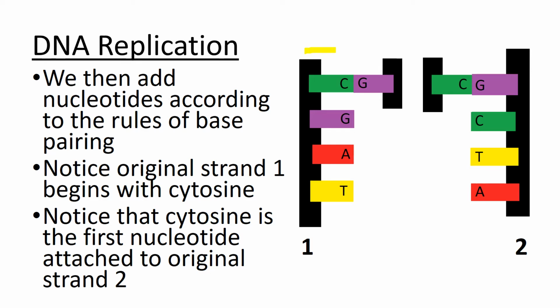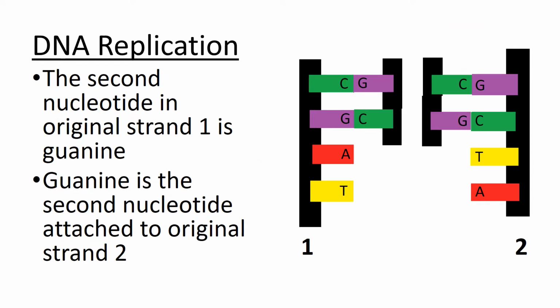So we have cytosine on original strand 1, so we added a guanine. We did something similar over here. Notice that original strand 1 begins with cytosine. So here we have our cytosine. And notice that cytosine is the first nucleotide attached to original strand 2. That's going to be the beginning of a pattern that you want to keep your eye on. The second nucleotide in original strand 1 is guanine. Guanine is the second nucleotide attached to original strand 2.